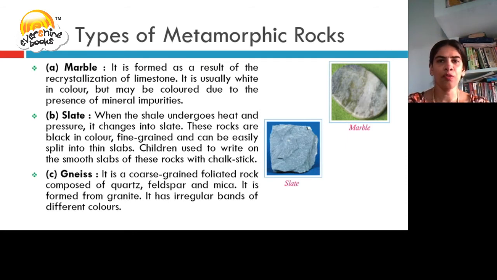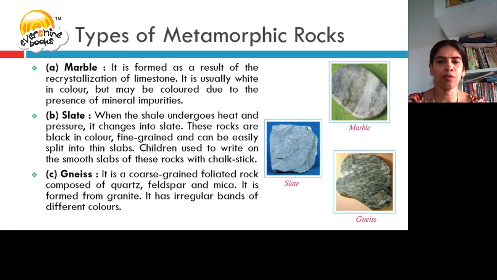The third type of metamorphic rocks is gneiss. It is a coarse-grained foliated rock which is composed of quartz, feldspar, and mica. It is formed from granite. It has irregular bands of different colors.